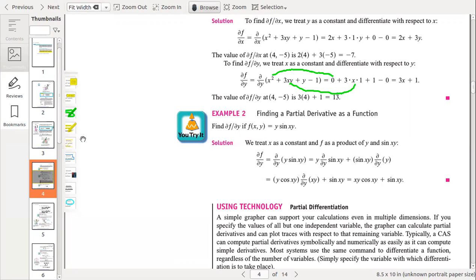y as it is, and the partial derivative of sine xy, plus sine xy as it is, and the partial derivative of y. The partial derivative of y will be 1, and we will get this sine xy here. For the first term, y as it is, and the partial derivative of sine xy will be cos xy, and then we will take the partial derivative of xy.